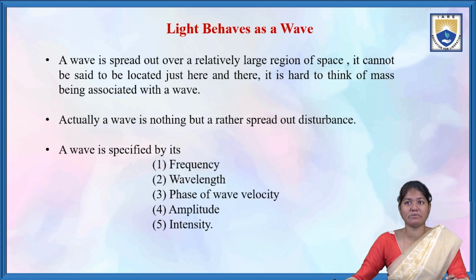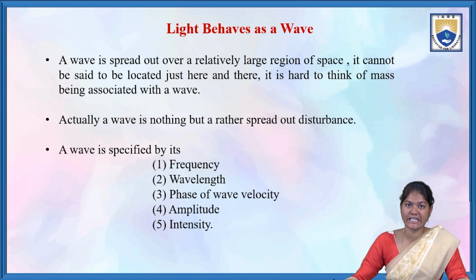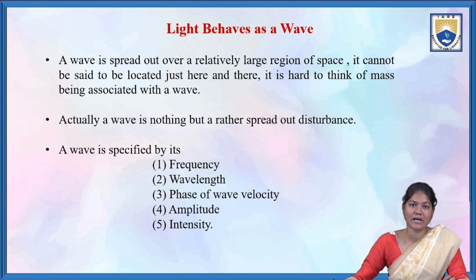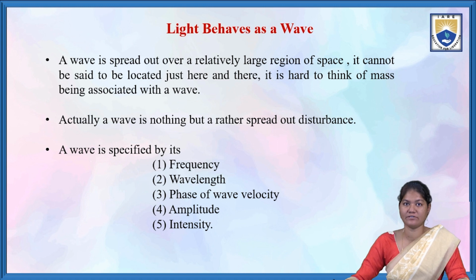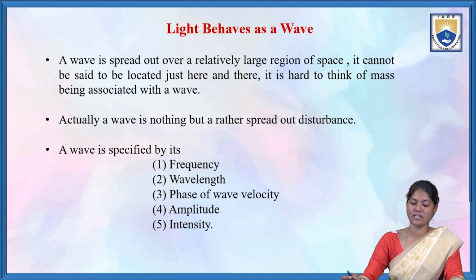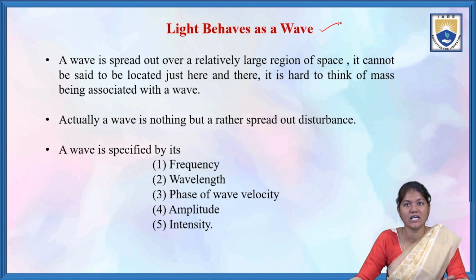We move to light behaves as a wave. As we talk about the dual nature of radiation, first we have seen what is radiation. In that radiation, there are two ways of emission. That is, it may be in the form of particles or packets, and it could also be in the form of a wave. So first we see that light behaves as a wave.